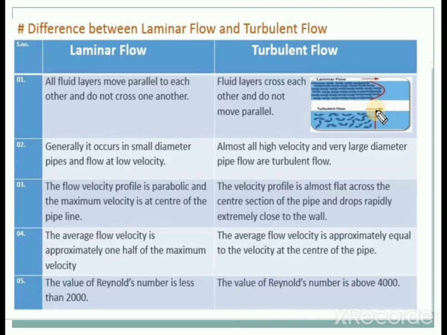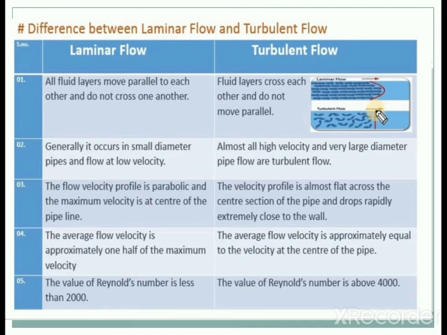In laminar flow, the flow velocity profile is parabolic and the maximum velocity is at the center of the pipeline. Parabolic because at the center the speed is maximum and from the center to the wall of the container the speed decreases. So the shape looks like a parabola. So the velocity curve we got is parabolic. And in case of turbulent flow, the velocity profile is almost flat across the center section of the pipe and drops rapidly extremely close to the wall.